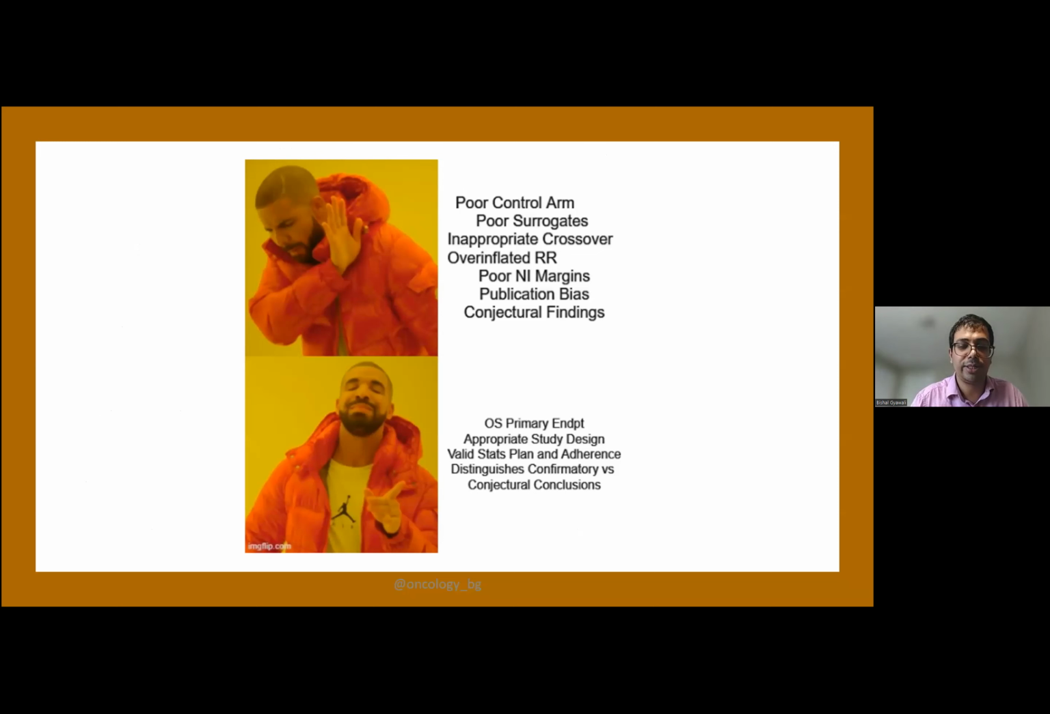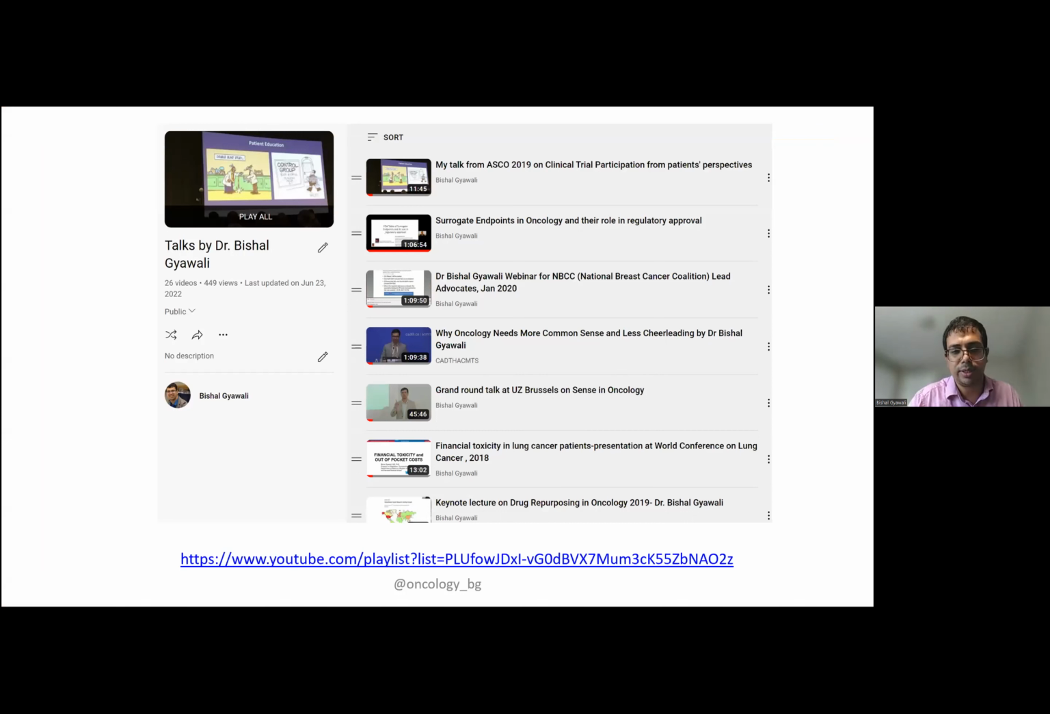One of the readers of my paper made this cartoon and sent it to me. So, this is just a cartoon to show that poor control arm, poor surrogates, inappropriate crossover, non-inferiority margins, these are things that should be a red flag signal, versus OS endpoint and appropriate study design and so on. So, I think these are points that we should be very careful about, and we need to train ourselves to start seeing these things.